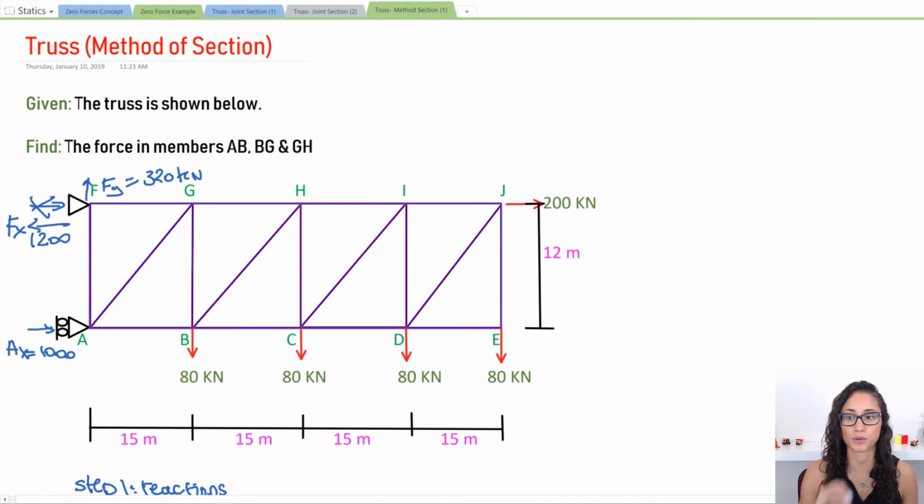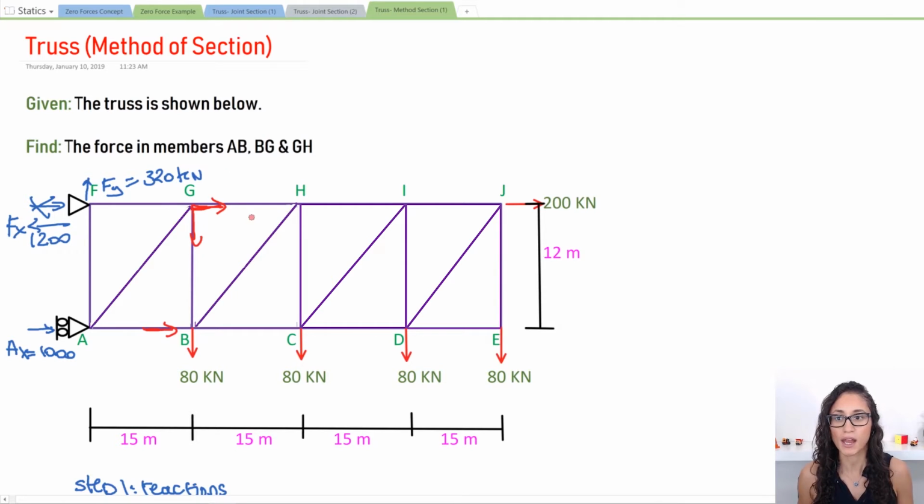Now that we solved our reactions, we can start solving for the force in the members. Let's identify them. We have AB, which is this force member, and we're trying to look for GB and GH. These are the forces that we need to calculate. I think the best way is to cut a section and then identify those forces. So the best way to do it is to cut it this way.